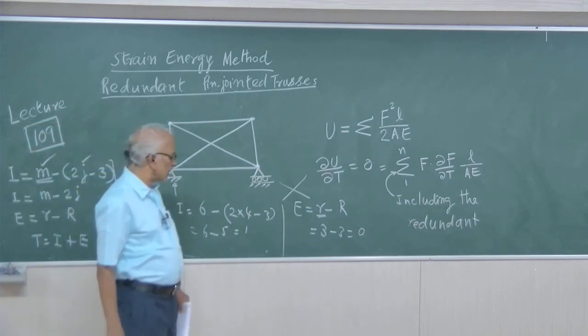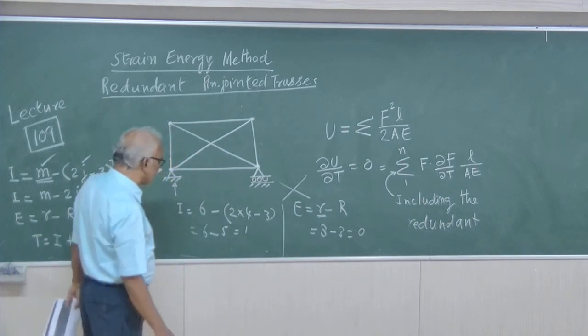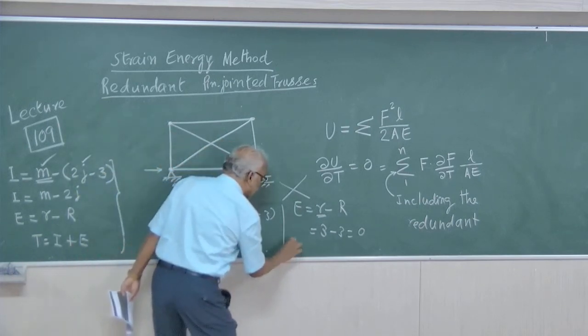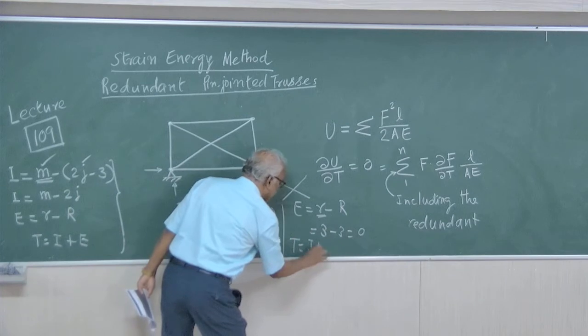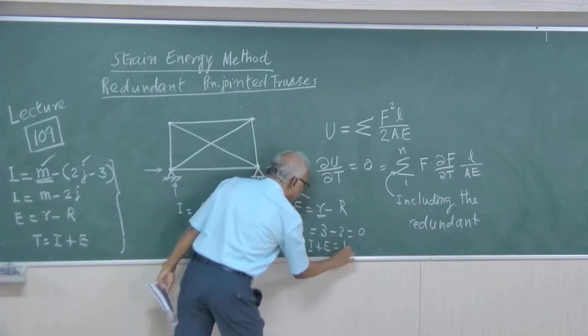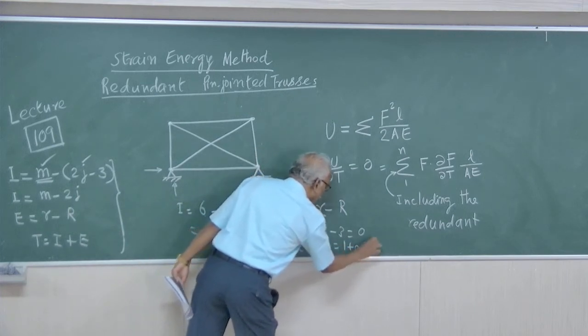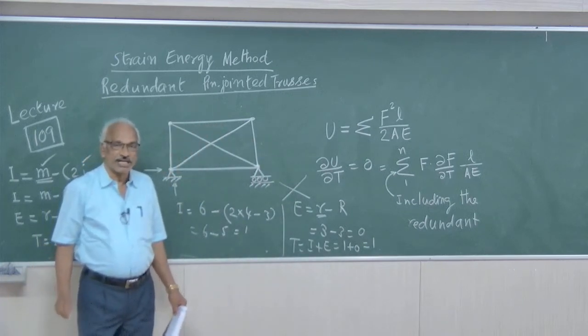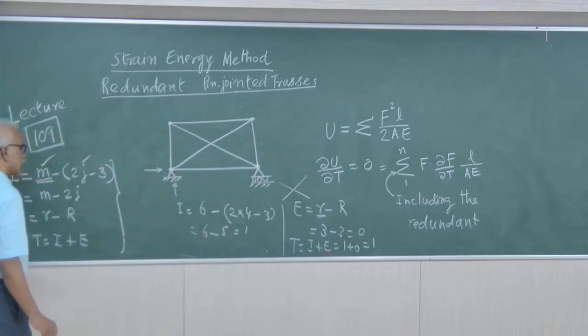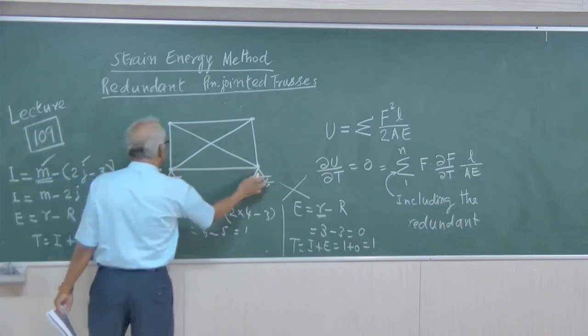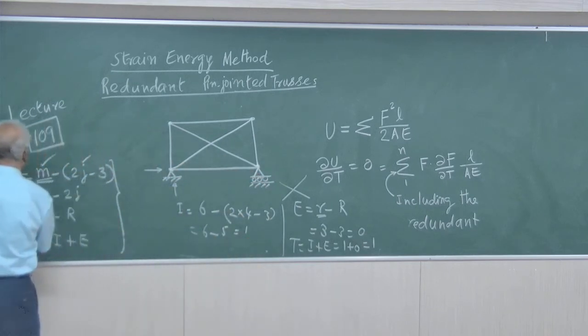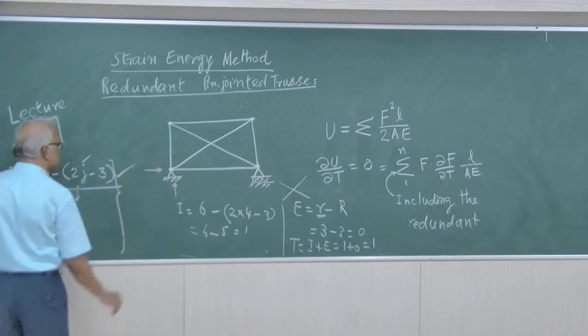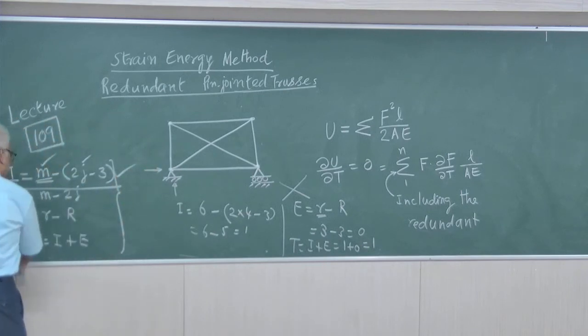Internally, it has got one member, one extra. Therefore, the total redundancy equal to I plus E equal to 1 plus 0 equal to 1. This structure is totally indeterminate to 1 degree. So this is one case, a simple truss starting from simple supports, so this formula is applicable. This is one formula, right?